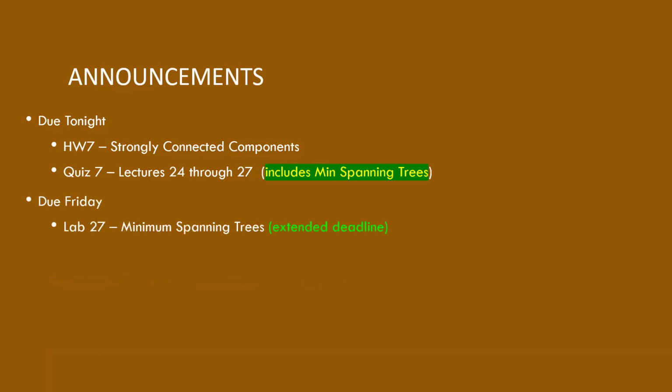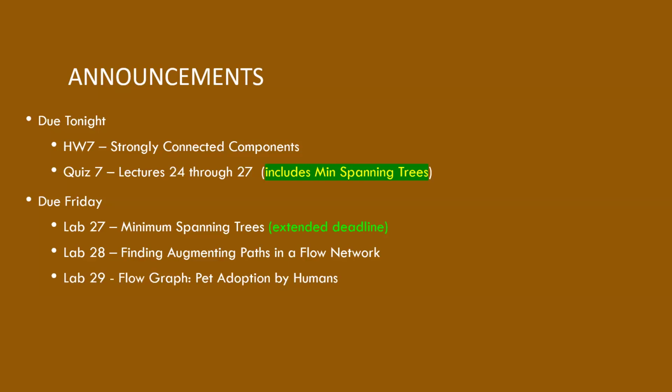Friday, I've extended the deadline for the minimum spanning trees lab from last week, in case folks still want to try to sneak that in. And then we have 2 new labs this week, one tonight called Finding Augmenting Paths in a Flow Network, which is part of our maximum flow problem. And then we will have a story problem called Pet Adoptions by Humans. We'll talk about what that is on Thursday when we get to class.